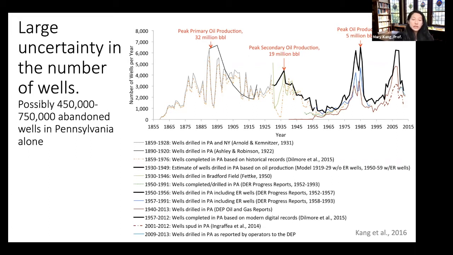And what's interesting is if you go into the field and you use this database or data source, there's supposed to be one well, but then you end up finding 20 or you find none. And there's just a large uncertainty. So based on a lot of data mining and data analysis, there's possibly 450,000 to 750,000 abandoned wells in Pennsylvania alone.